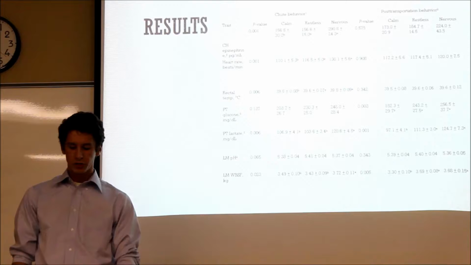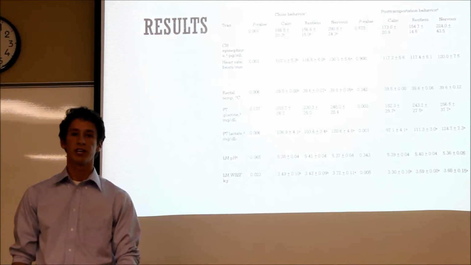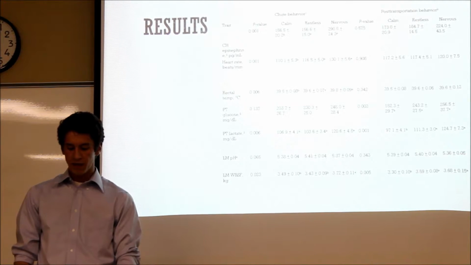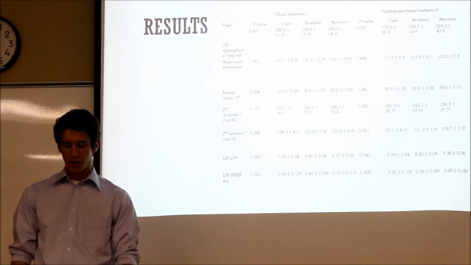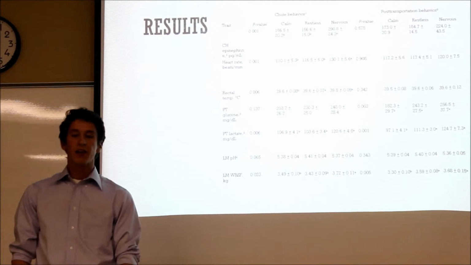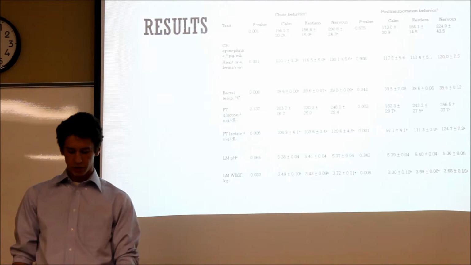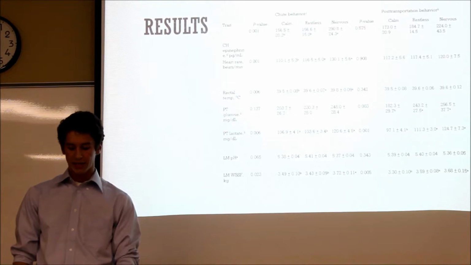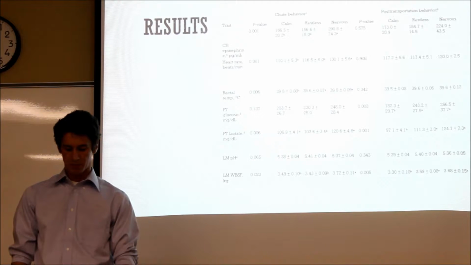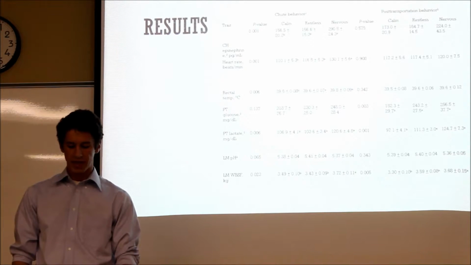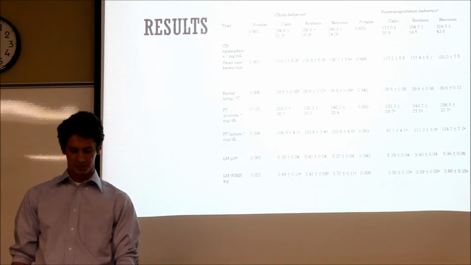However, the post-transportation behavior score was not correlated with circulating glucose and cortisol levels. The R values, which is the correlation statistic, were below 0.01 for both the glucose and cortisol. On the other hand, the post-transportation score was positively correlated with lactate levels and creatine kinase levels. The R statistic was above 0.28 for both the lactate level and the creatine kinase.